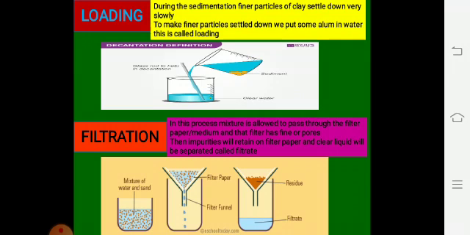The filter paper will retain all the impurities on it, and the clear water will drain off into the clean jar. In the third diagram you can see the impurities retained on the filter paper are known as residue, and the clear liquid in the jar is known as filtrate.